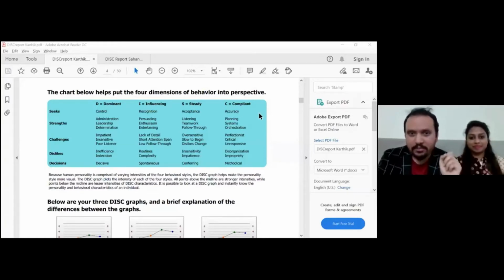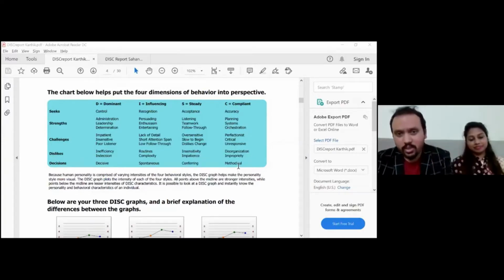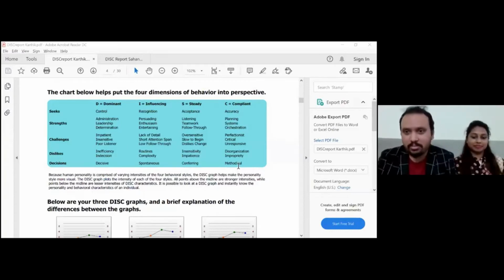C is compliant. What is the core need? Accuracy. It should be accurate, with a lot of data. Strengths: planning, systems, orchestration. What are the challenges? Perfectionist, critical, unresponsive. Dislikes disorganization and inappropriate behavior. Decisions are methodical.